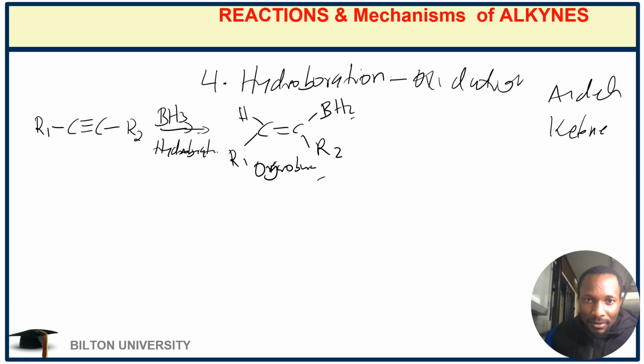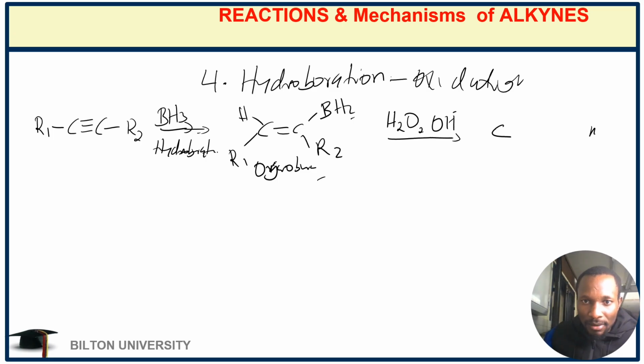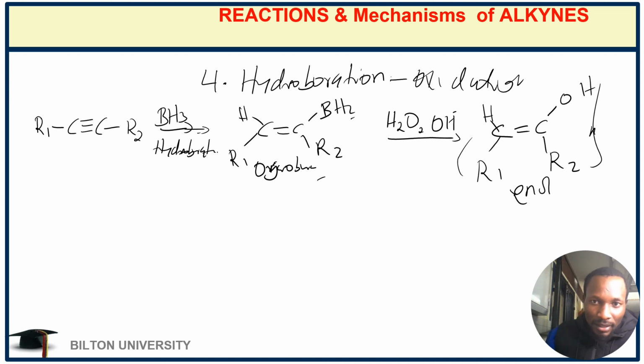Now, after this, we can perform our oxidation. We have seen how we perform our oxidation, OH, and then carbon, OH. This is R2, R1, and this is H, and this is the enol. So let me just draw our enol here properly, because there's something I would like to show here. We have our R2, our R1, and our H.